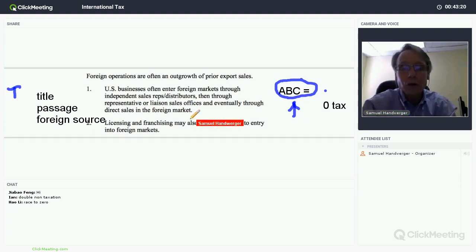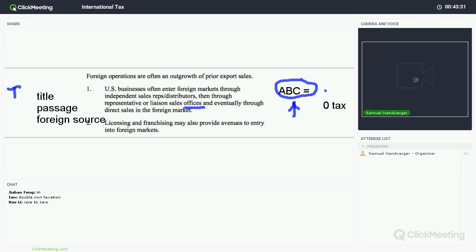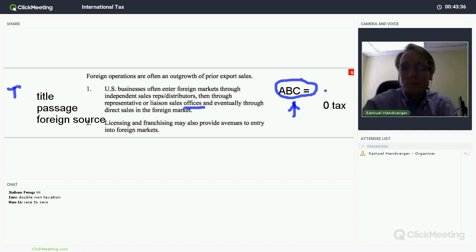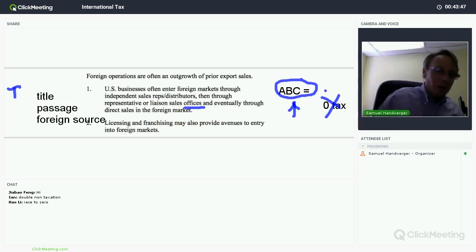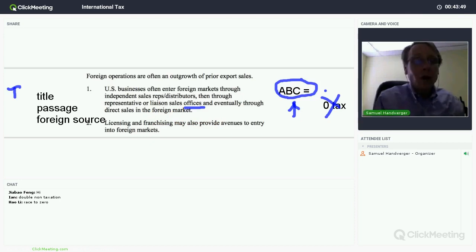So now we're not just doing business in the U.S. and only subject to U.S. tax, but now ABC is going to tax you. So it's going to be no more zero tax. You have an office. You're making sales there with your own people. That could change the flavor of the international tax scheme at this point.